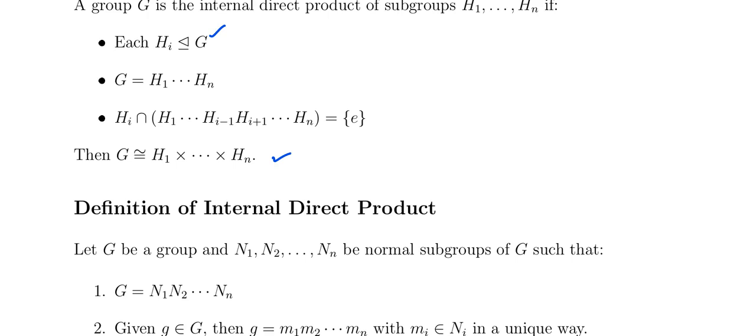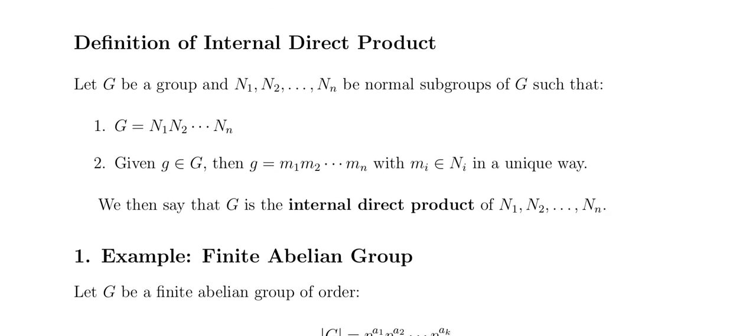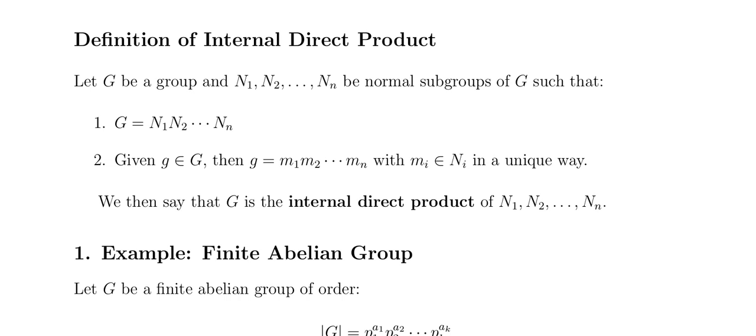So the proper definition of the internal direct product: let G be a group and N1, N2, Nn normal subgroups of G, such that G is the product of N1 N2 Nn, these are normal subgroups, and every element g belonging to G is uniquely expressed as g equal to m1 m2 mn, each mi belongs to Ni. Then G is called the internal direct product of N1, N2, Nn, the normal subgroups.